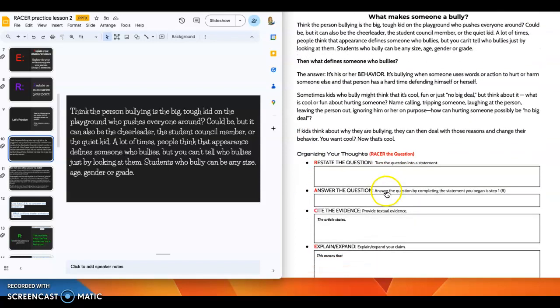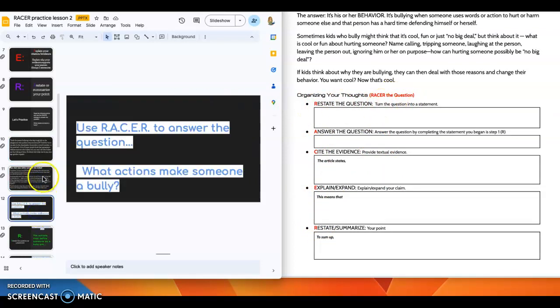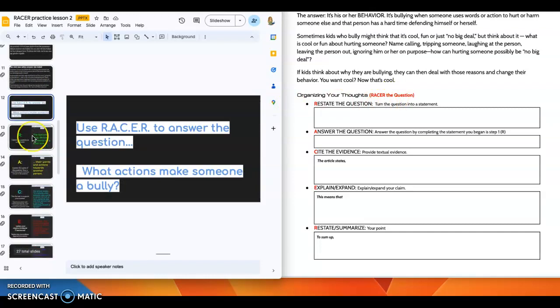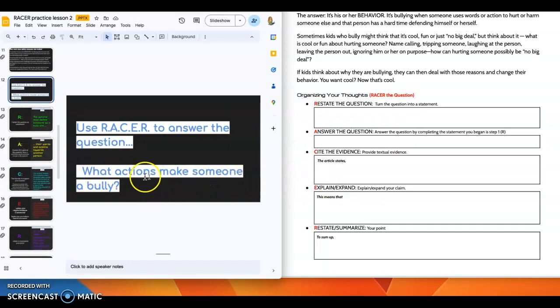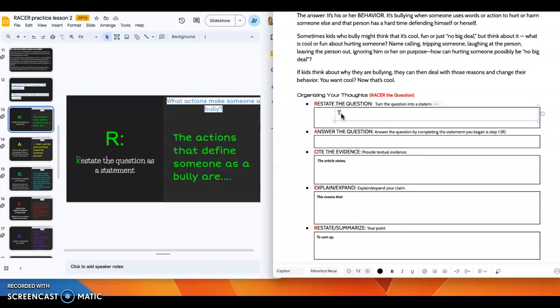Okay, now the work wants us to organize our thoughts and to use the RACER strategy, R-A-C-E-R, to answer the question. And if we look to the left here, we're going to have a little help. It says, use RACER to answer the question, what actions make someone a bully? Well, the question is this. So if we circle the what and get rid of the what and change it into a the, we can easily change that to the actions that define someone as a bully are. That's restating the question. It's not answering it. That's just the R.